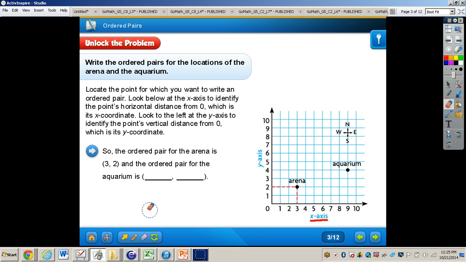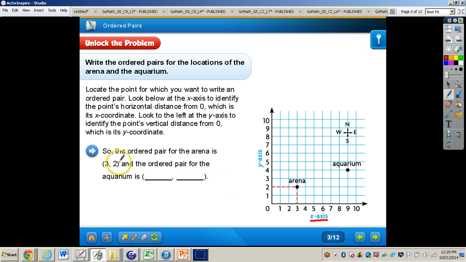It says, unlock the problem. Write the ordered pairs for the locations of the arena and the aquarium. It says, locate the point for which you want to write an ordered pair. Look below at the x-axis to identify the point's horizontal distance from 0, which is the x-coordinate, and look to the left of the y-axis to identify the point's vertical distance from 0, which is the y-coordinate. First of all, we are taking a look at the arena.